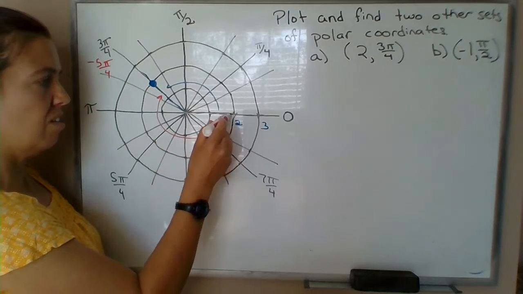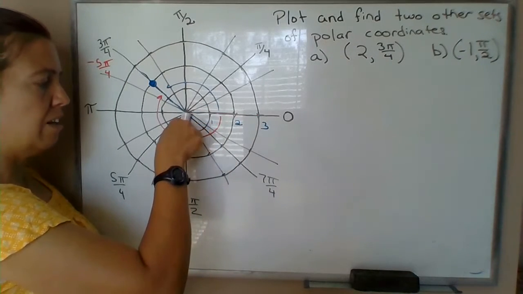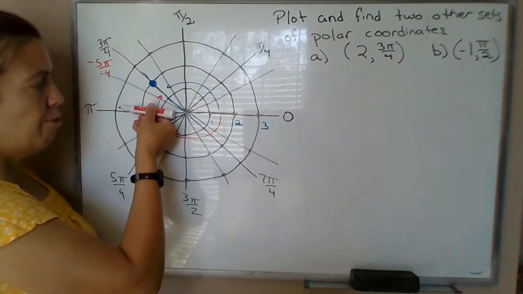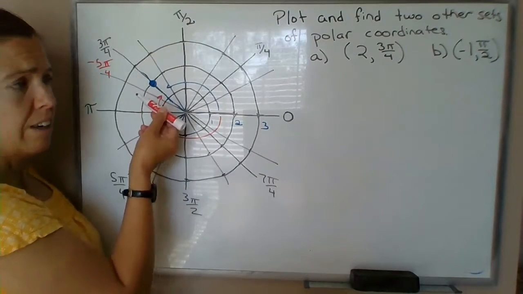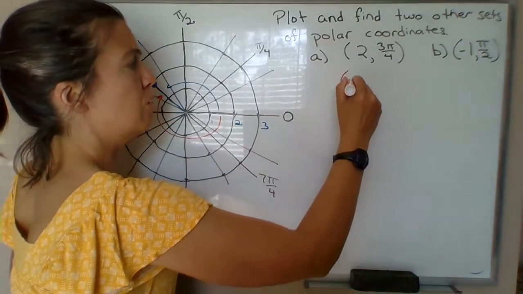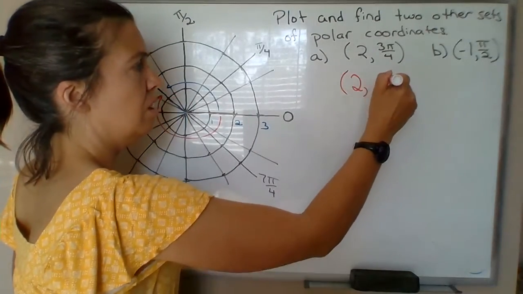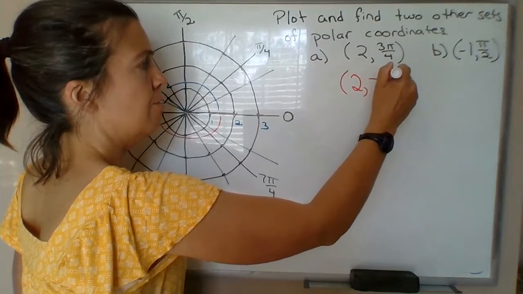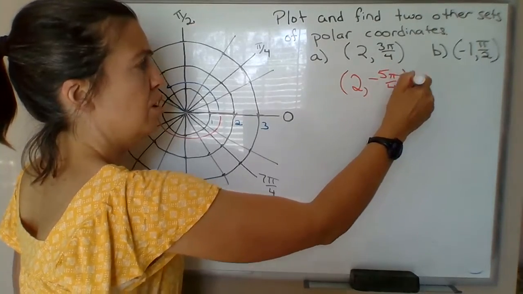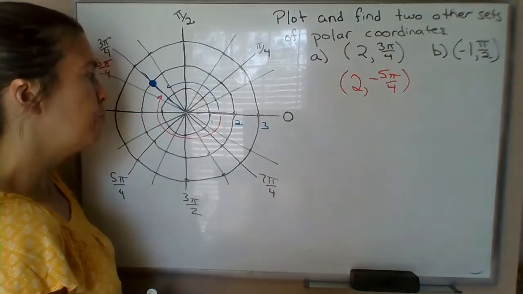Because again, when I rotate, here's negative π/2, here's negative π, and then another fourth, negative 5π/4. So one other set of polar coordinates, we're still going out positive 2 units along that ray, but negative 5π/4 for theta.